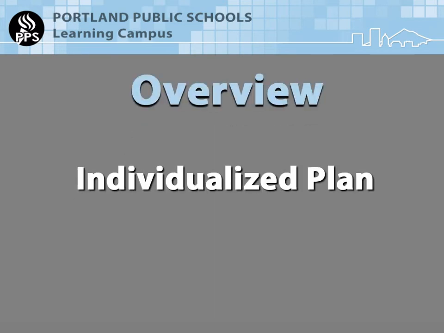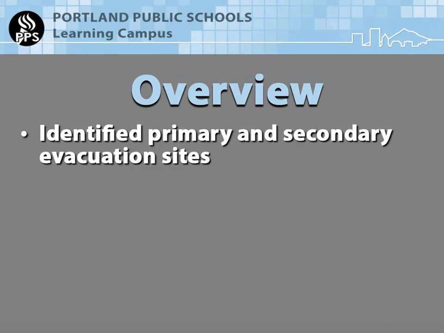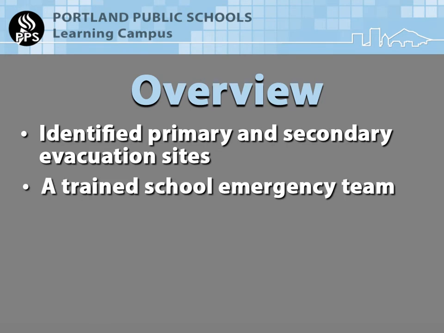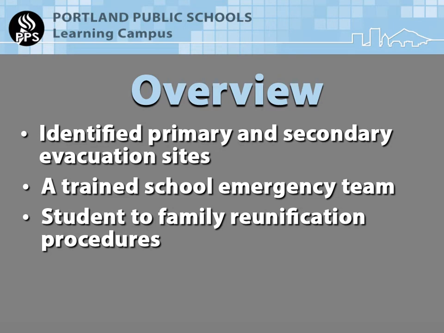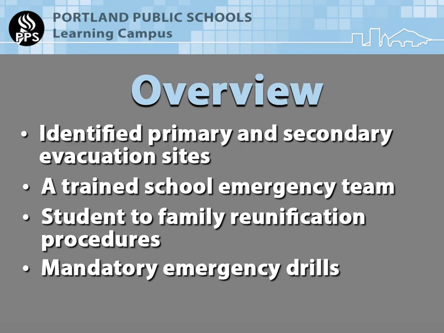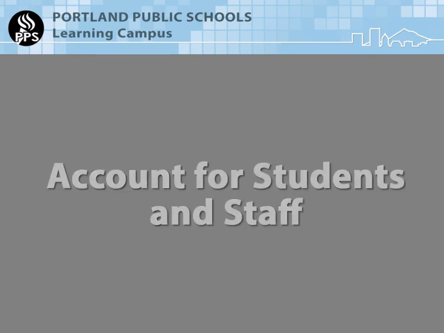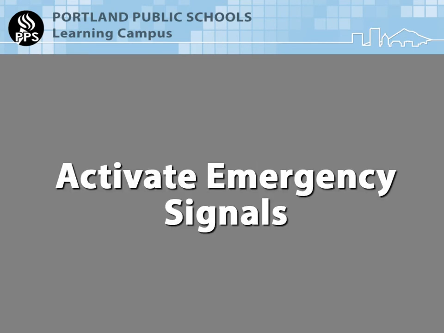Each school site has an individualized plan that includes the following: identified primary and secondary evacuation sites, a trained school emergency team, student-to-family reunification procedures, and mandatory emergency drills. It is up to you to review the individualized plan at your worksite. Next, we will move into how to account for students and staff and how to activate the emergency signals.